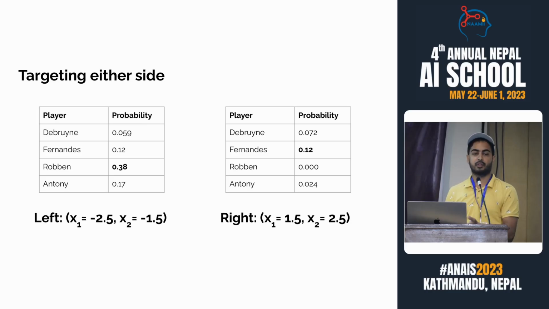So again, another thing to keep in mind is that sometimes you need to understand what your problem is. Maybe the problem demands that you target the left or the right. Then in that case, you want your model to also be similarly biased. It depends.